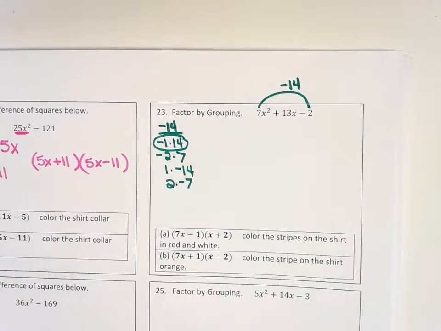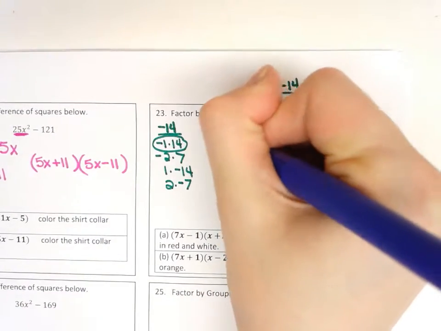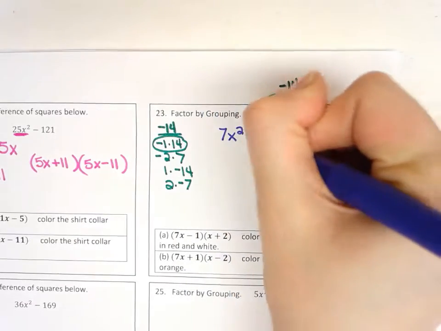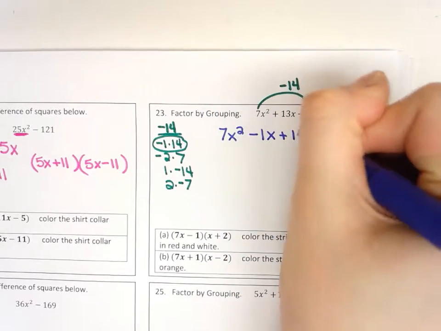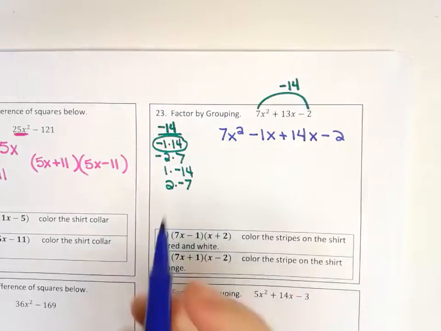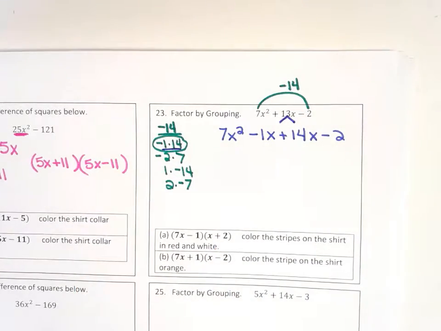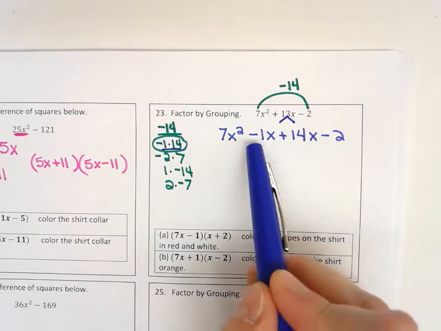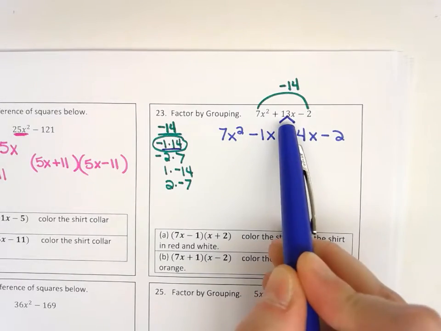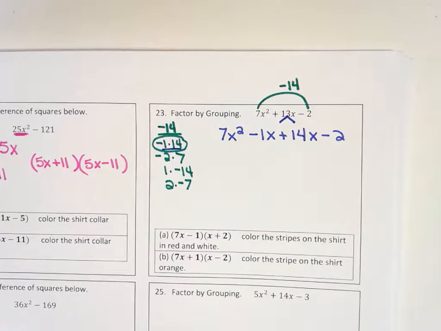Now from here, what we're going to do is rewrite the problem without the middle term. We are replacing it with our numbers. So I just took these 2 numbers, put some x's on them, and replaced the 13x. Because negative 1x plus 14x is 13x's, so we haven't really changed the problem.